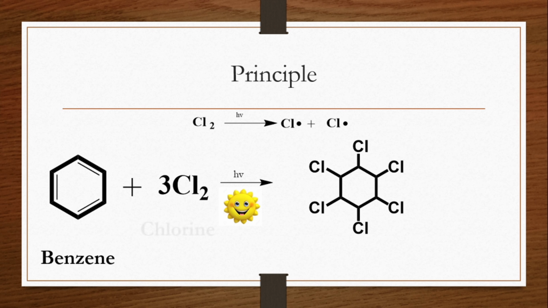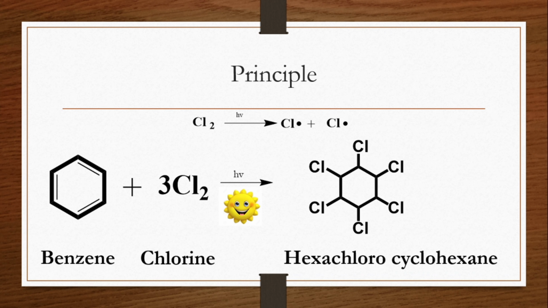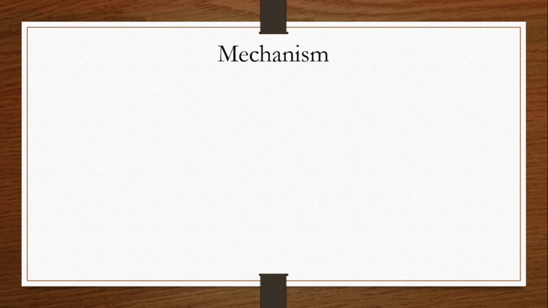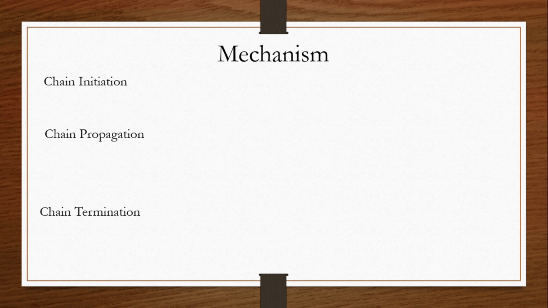So, a molecule of benzene reacts with 3 molecules of chlorine in presence of sunlight, resulting in formation of hexachlorocyclohexane, also known as benzene hexachloride. Now we will discuss the mechanism of the reaction, how the reaction is taking place. For that purpose, we will understand all the steps involved to synthesize our final molecule. The 3 steps of the reaction are chain initiation, chain propagation, chain termination.